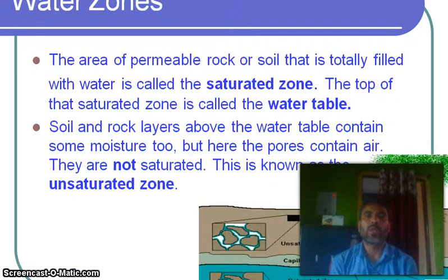Water zones. The area of permeable rock or soil that is totally filled with water is called the saturated zone. The top of that saturated zone is called the water table. Soil and rock layers above the water table contain some moisture too, but here the pores contain air. They are not saturated. This is known as the unsaturated zone.